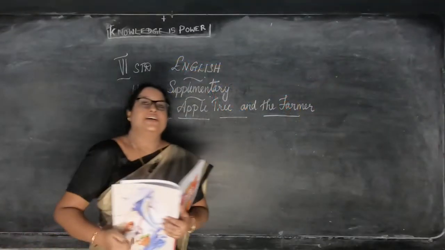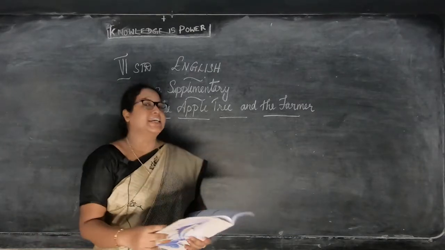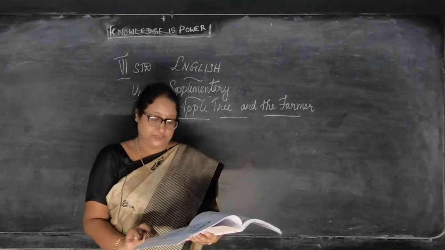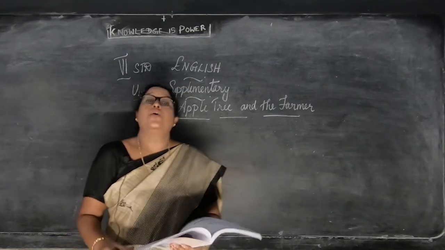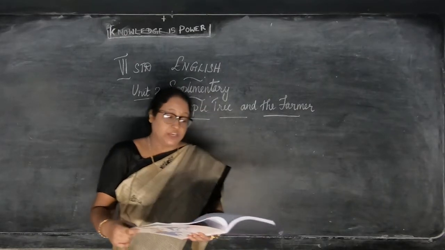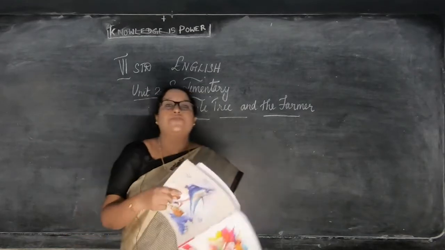Good morning, children. In today's session, we are going to see the 6th standard English supplementary, The Apple Tree and the Farmer. So we are going to see the story now. That is on page number 127. Those who have the book, you can take this page number. The lesson's name is The Apple Tree and the Farmer.